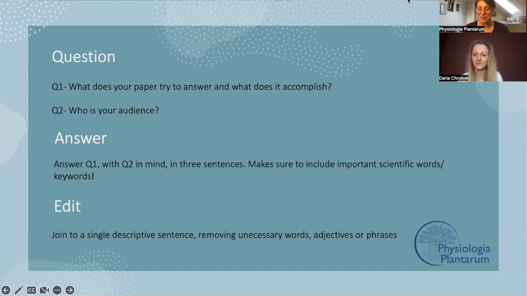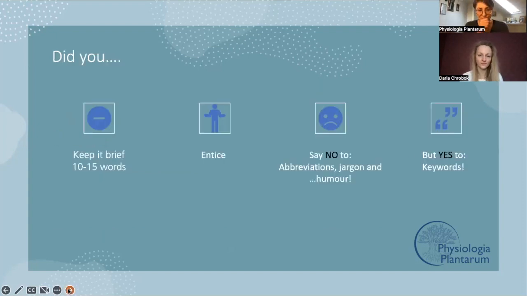It takes a while to get used to, but it's important, because if you look at the next slide, when you have done all of this, you should go back and look at the title that you have created and ask yourself these questions. Did you keep it brief? A title should preferably be no longer than 15 words. And some journals even have restrictions, so they might tell you that it can't be longer than 12 words or something.